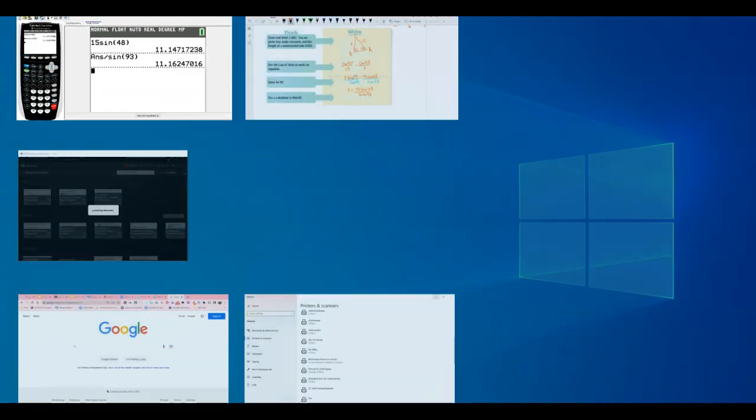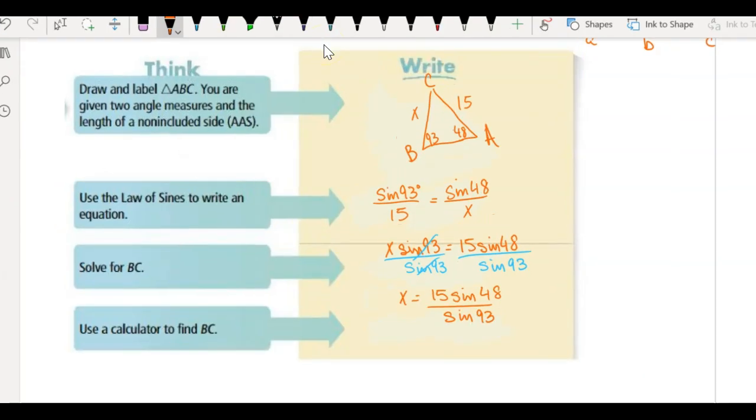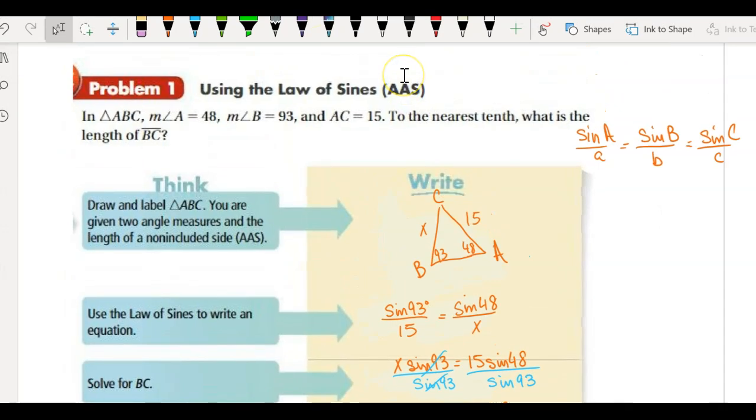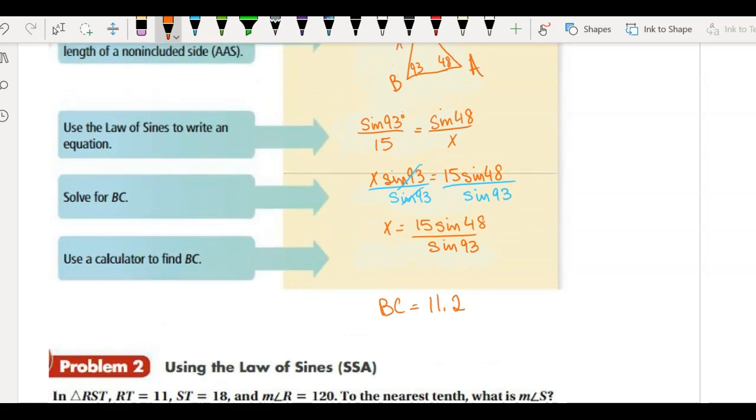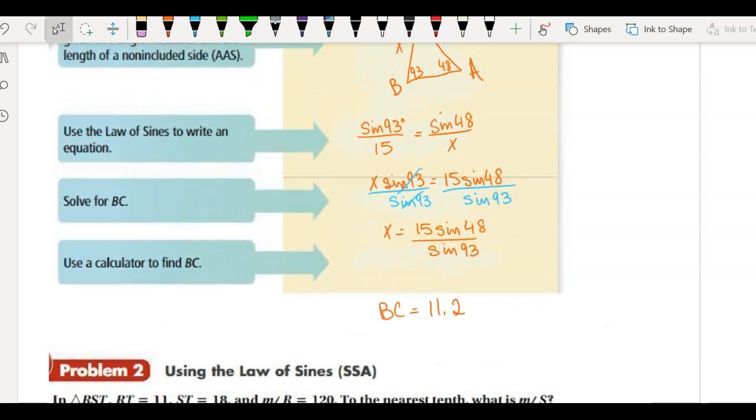Now we're going to go back over here. Round to the nearest tenth. So the length of BC is equal to 11.2. The hardest part is getting comfortable with seeing all of the notation for sine.